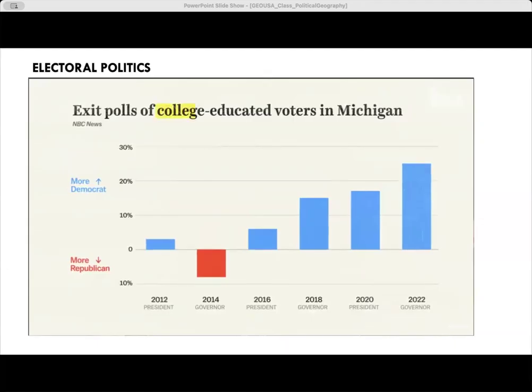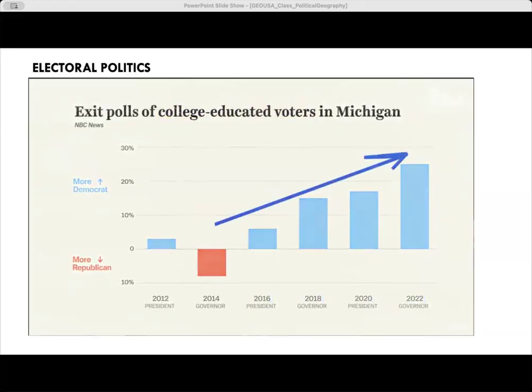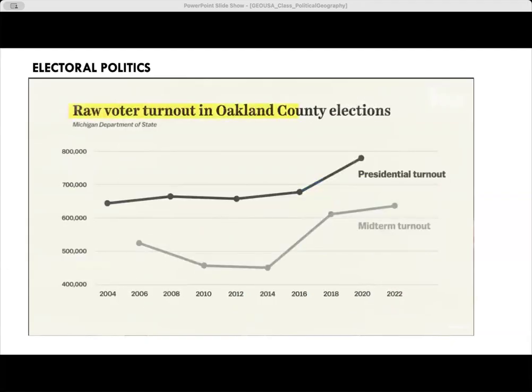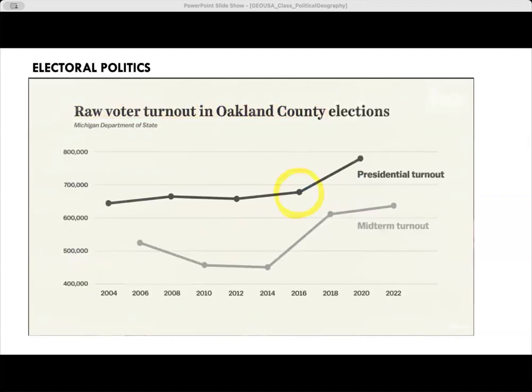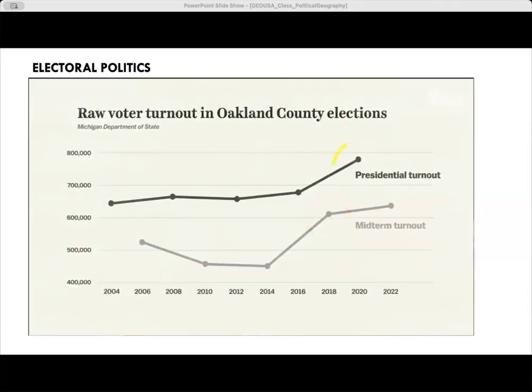This one shows how college-educated voters across Michigan have voted over the past few elections. They've been trending heavily towards Democrats. You can really see the backlash to Trump in the raw voter turnout numbers in Oakland County. Turnout in 2016 was kind of unremarkable, basically in line with earlier years, but look at how many people voted in the first election after Trump won, the midterm election of 2018. Almost as many as in a presidential election. And the 2020 count was unprecedented.